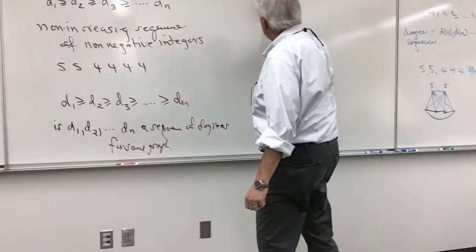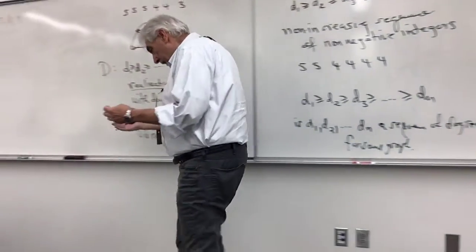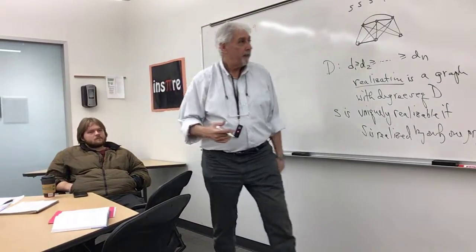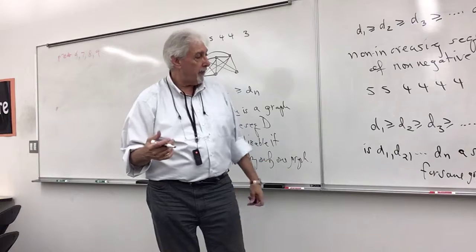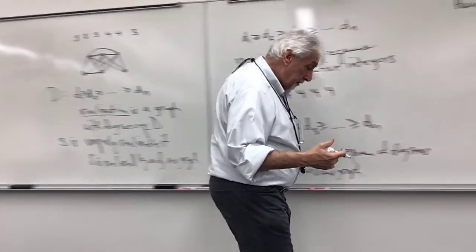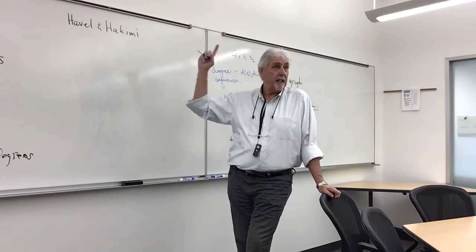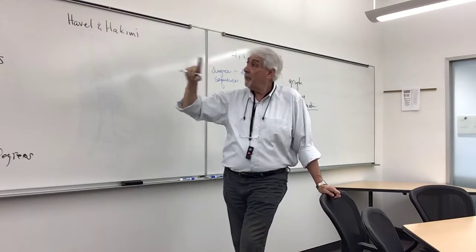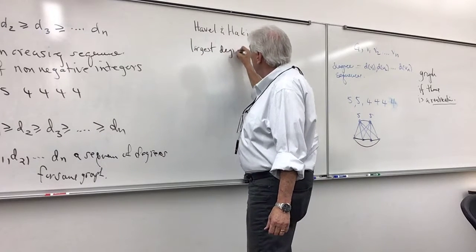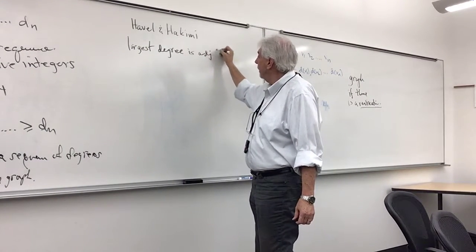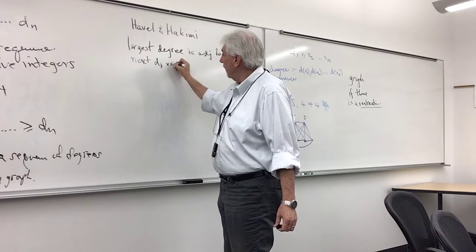Two mathematicians, separately and independently, Havel and Hakimi, one in one part of the world and the other in another part, came up with a way to say whether this sequence is realizable as the degrees of a graph. Here's the key. If there's a realization, and there may be many, then there's a realization where the vertex of largest degree is adjacent to the next D1 vertices of largest degree.